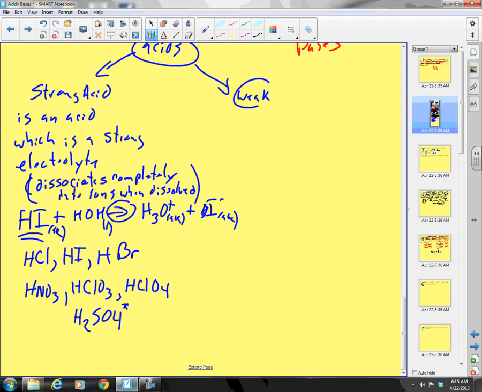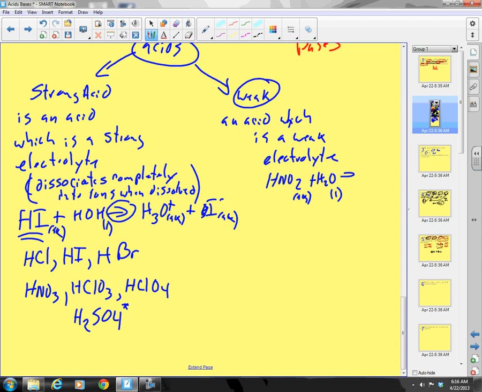Well, a weak acid is what? It is an acid which is a weak electrolyte, right? And that means it forms an equilibrium between its molecule and its ions, right? So we take something like nitrous acid. We have an equilibrium between this ion and that molecule, right? And those are my weak electrolytes.